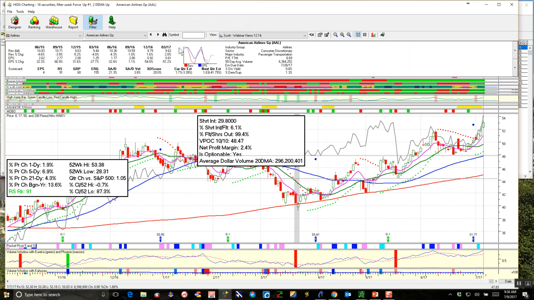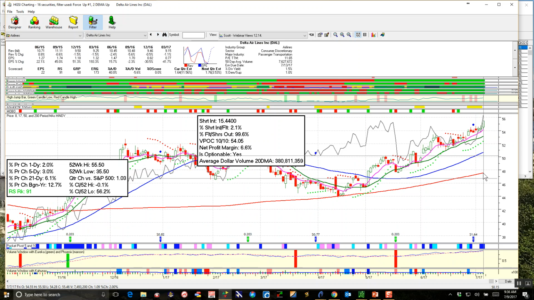Here is American Airlines breaking out to multi-year highs. Everything is green. Pocket pivots on Thursday. Not at the top of the high jump bar. Delta, new all-time highs. Nice orderly move up. Unfortunately, I took my profits at 54 because I didn't want to be a pig. Missed out on that one. I may have to go back in.